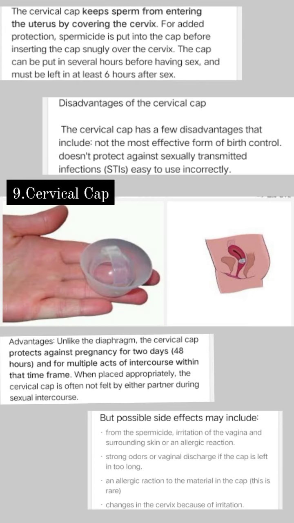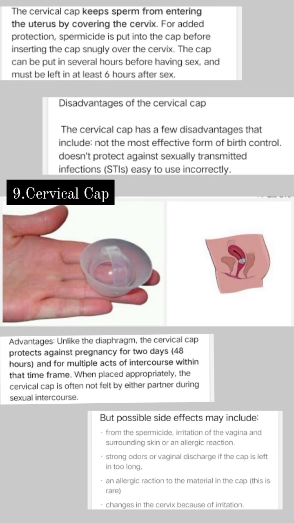Number 9. Cervical cap. The cervical cap keeps sperm from entering the uterus by covering the cervix. For added protection, spermicide is put into the cap before inserting the cap vaginally over the cervix. The cap can be put in several hours before having sex and must be left in at least 6 hours after sex. The disadvantages of the cervical cap.